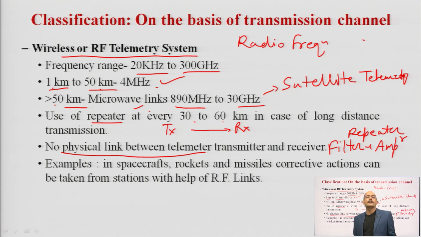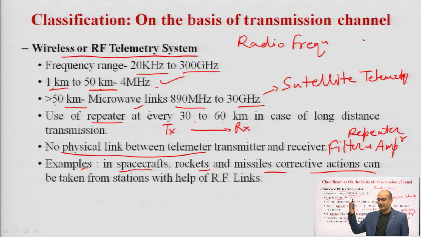Now, there is no physical link between the telemeter transmitter and receiver in this wireless system. There is no physical link, which means the maintenance requirement is low. For example, satellite telemetry or spacecraft, rockets and missiles: corrective action can be taken from the station with the help of RF links, because in spacecraft, rockets or missiles the parameters are continuously changing, and you cannot directly control them at the missile end or the rocket end. So that is why the telemetry system is required, so that you can take that data and act as per the data.